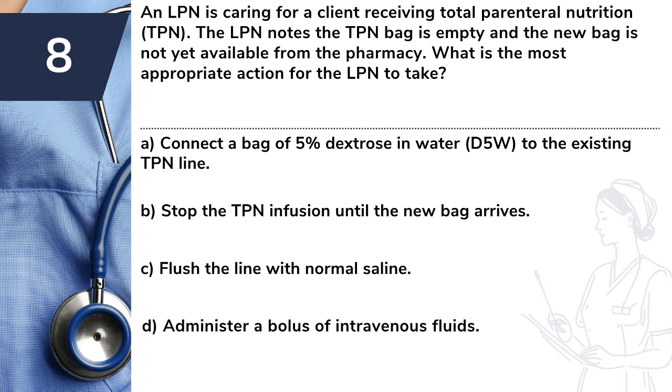Question 8. An LPN is caring for a client receiving total parenteral nutrition, TPN. The LPN notes the TPN bag is empty and the new bag is not yet available from the pharmacy. What is the most appropriate action for the LPN to take? A. Connect a bag of 5% dextrose in water, D5W, to the existing TPN line. B. Stop the TPN infusion until the new bag arrives. C. Flush the line with normal saline. D. Administer a bolus of intravenous fluids.